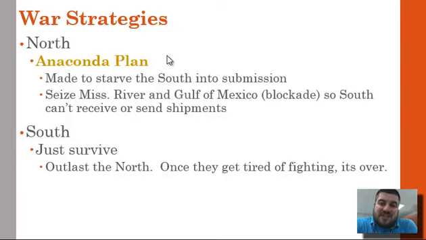So the strategies of each side: the North's war strategy is the Anaconda Plan. And just like a snake wraps its prey and strangles it to death, the South is going to be starved into submission. So the plan is to seize the Mississippi River and the Gulf of Mexico and a blockade of the East Coast so that the South cannot receive or send shipments. And then the South's strategy is just to survive. Once the North gets tired of fighting, it's game over. They get their own country. So they're trying to outlast the North.